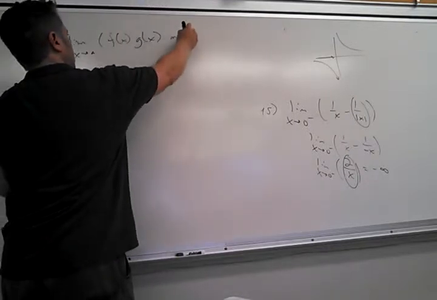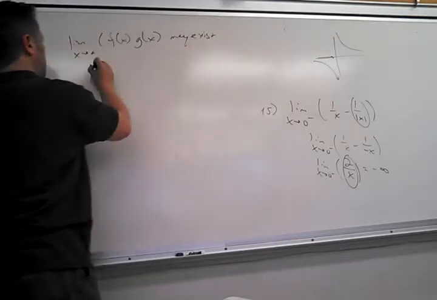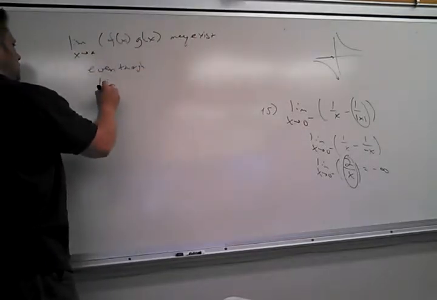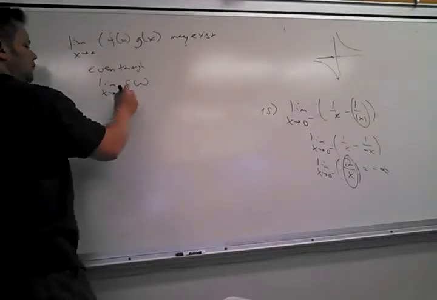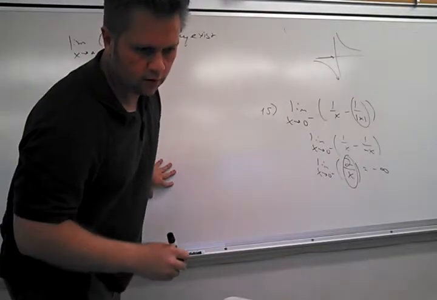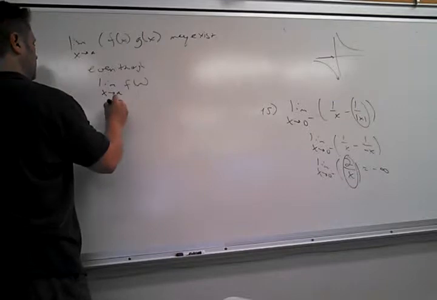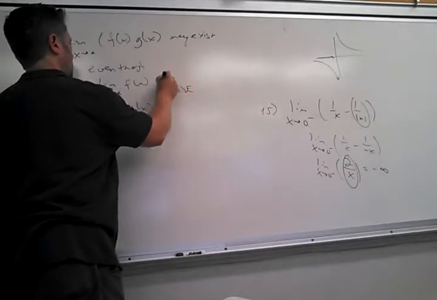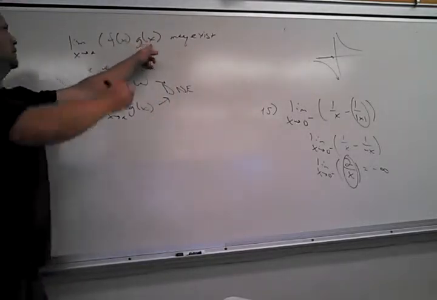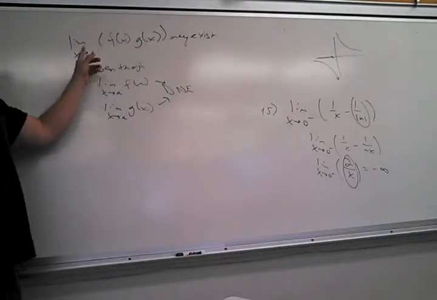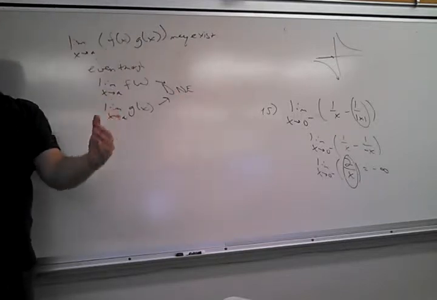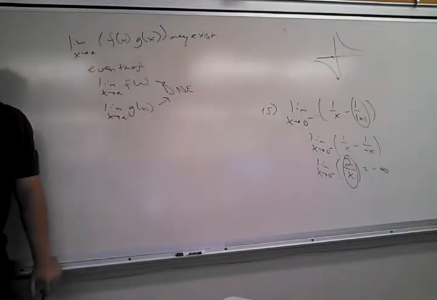may exist even though the limit as x goes to a of f of x, neither one of these exists. So neither one of these exists on its own, but somehow the limit of the product exists. It doesn't go to infinity, everything's nice.